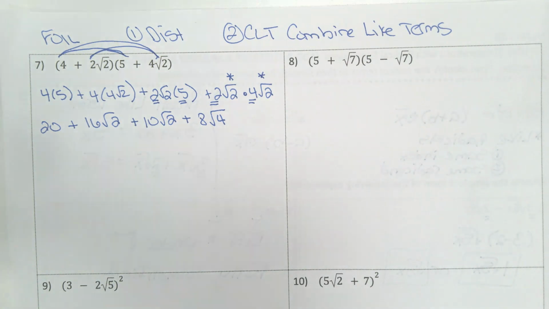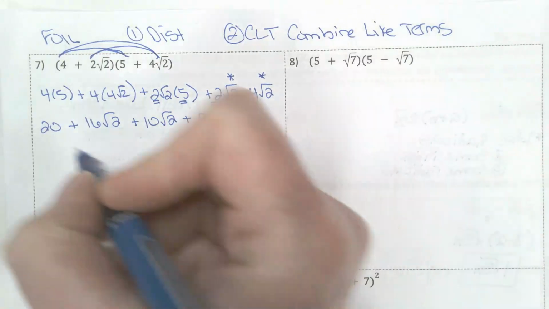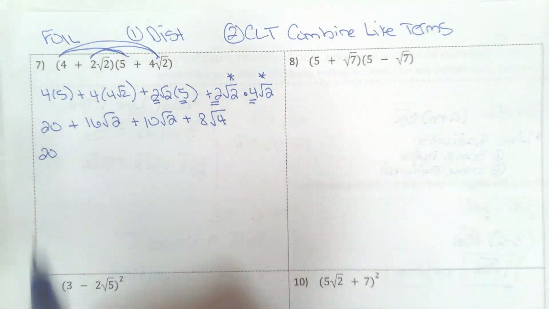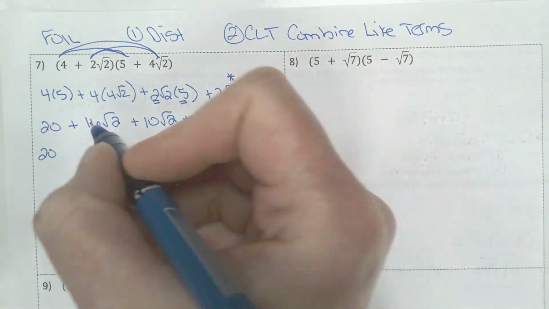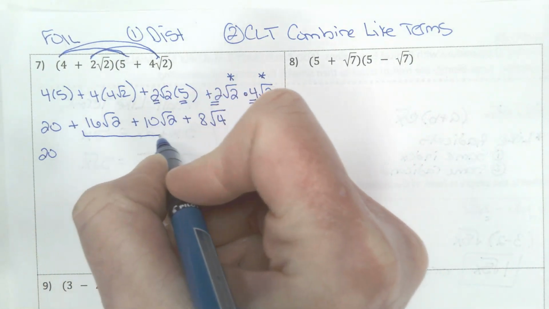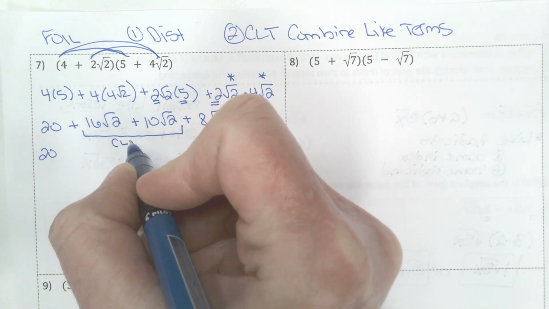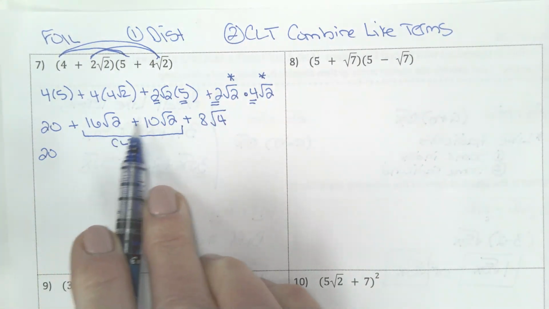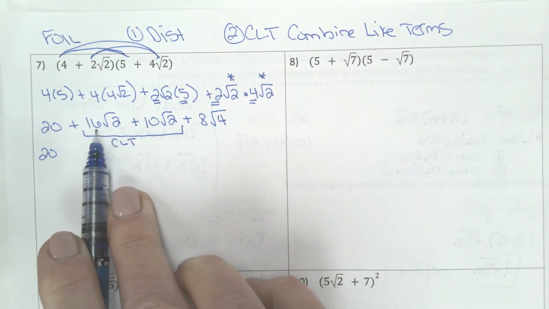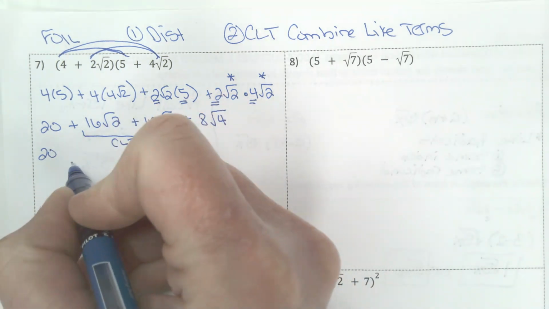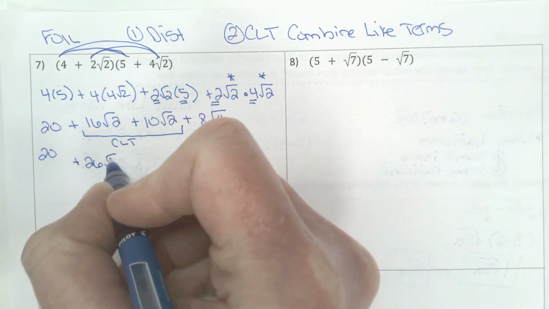All right, so what would I do here? I'm going to do a couple of things. I'm going to keep my 20. There's not much I can do with it yet. When I look right here, I see that I can combine like terms because they each have a radical 2. So 16 and 10 adds up to 26 radical 2.